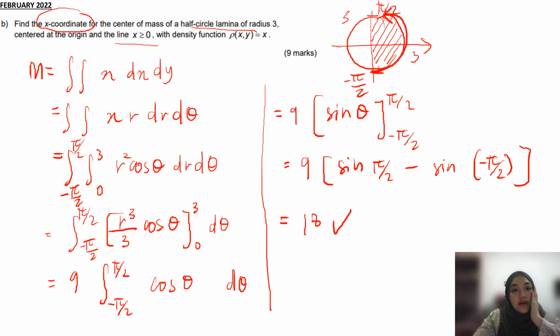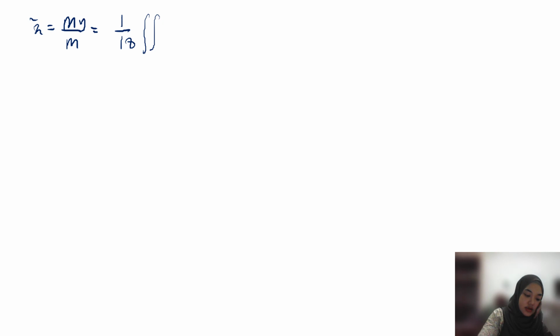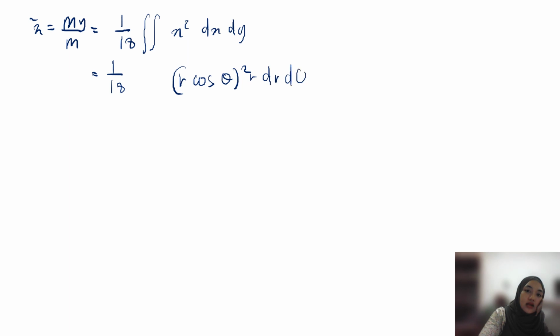Okay, this is for the mass. But we need to find the x coordinate, so we continue. X bar equals my over mass, equals 1 over 18 double integral of x squared dx dy. This one we have to change into polar coordinates: 1 over 18, x squared is r cos theta squared, times r dr d theta, and our integral is r from 0 until 3 and theta from negative pi over 2 until pi over 2.